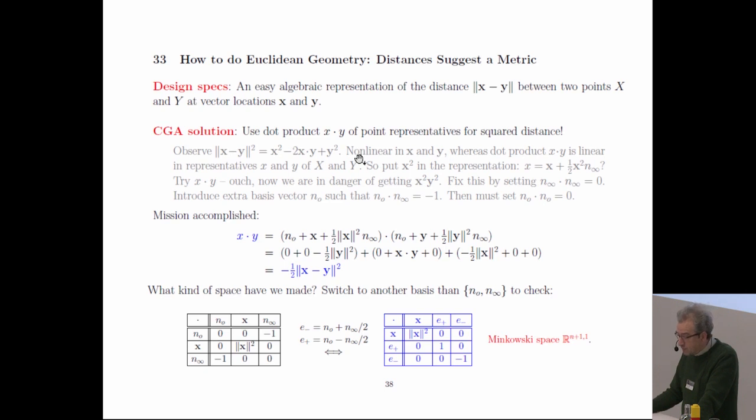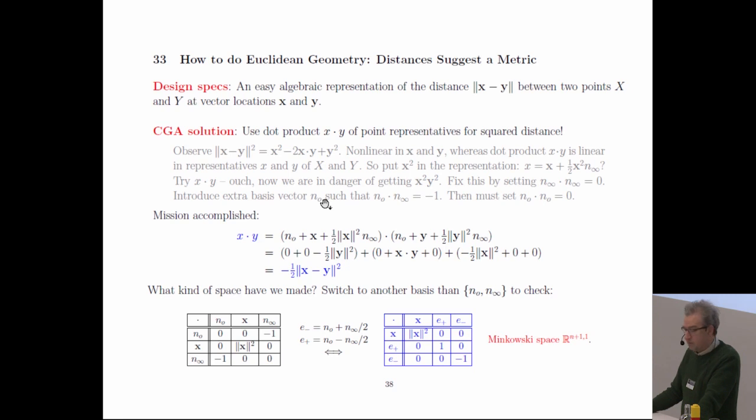Well, that's non-linear in x and y. The dot product is linear in the representatives. So I have to put the squares in the representation. Right, so I get this as a representation. I try the Euclidean dot product between vectors like this, and now I get terms like this. I don't want those. So I'm certainly going to cancel them by setting this thing squared to 0. But now I'm in danger of losing this thing completely.